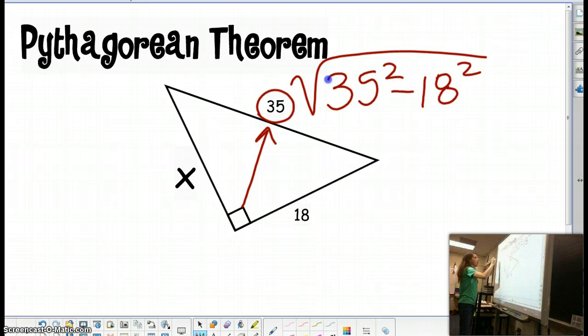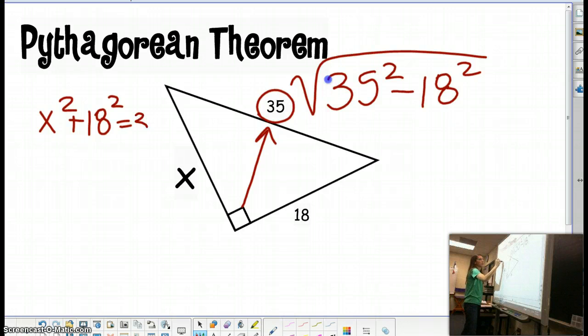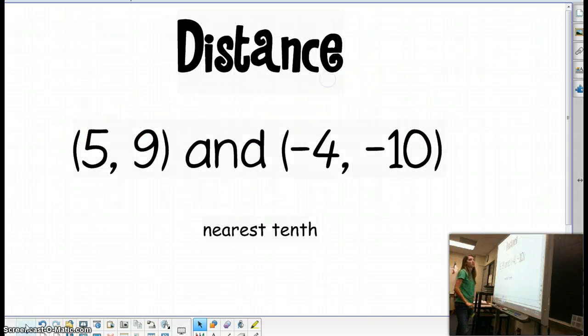If y'all are really lost, this is how it starts. A squared plus B squared equals C squared. And then you subtract 18 squared from both sides, and then you take the square root. And that's what I wrote down. I just go straight to my calculator and do that one. You should too. All right, next one. Who's going to be first?